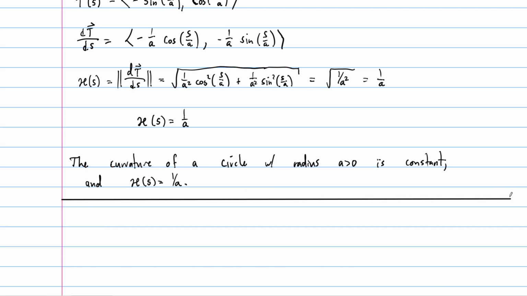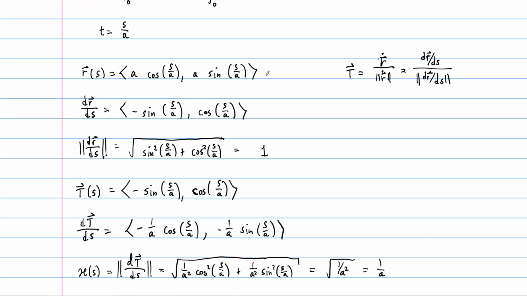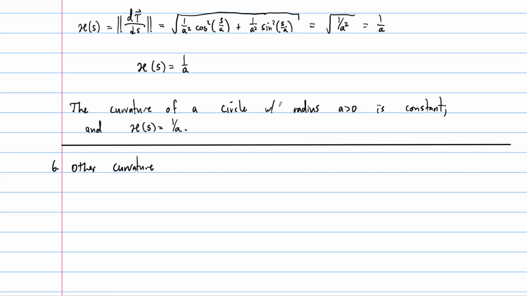But before we do use it again, let's give some other formulas here. So this is item number 6. Now, the most tedious part of this whole process was reparametrizing with respect to arc length, right? That made this more tedious than probably it seemed like it should have to be.